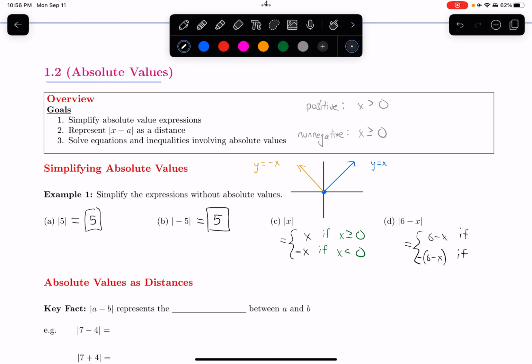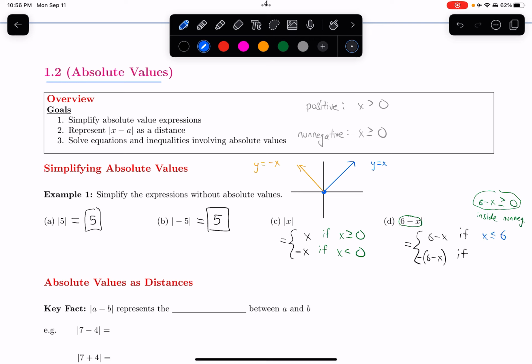Okay, so when is it going to be the top case? When is it going to be the bottom case? Well, for the top case, I need the inside of my absolute value to be non-negative. So the inside is 6 minus x. I need that whole thing to be greater than or equal to 0. So the inside needs to be non-negative here. If I rearrange this inequality and get the x by itself, we would get that x is less than or equal to 6.